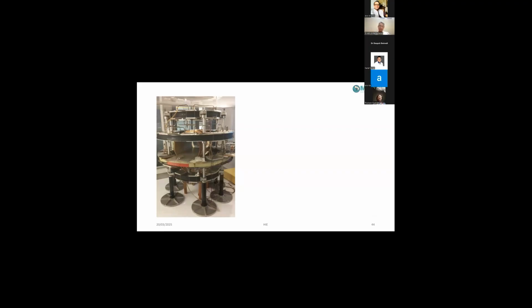CT scan machine. Historical. Yes, I have given a disclaimer. I'm a student of history. I like it. So, can anybody tell me what kind of machine this is? No? Wild guesses, guys? All right. This is the first MRI scanner. So this is how gross it used to look.